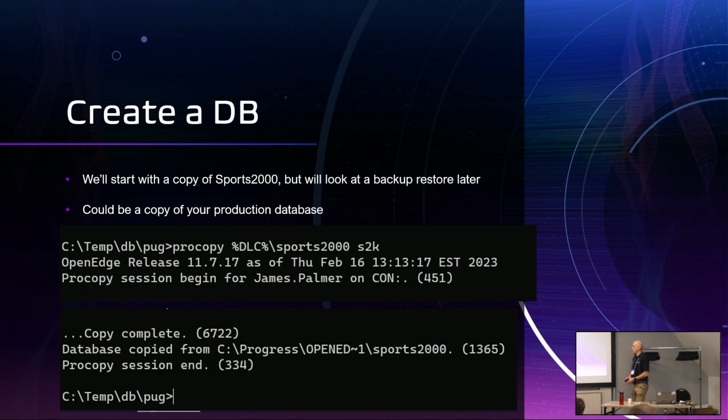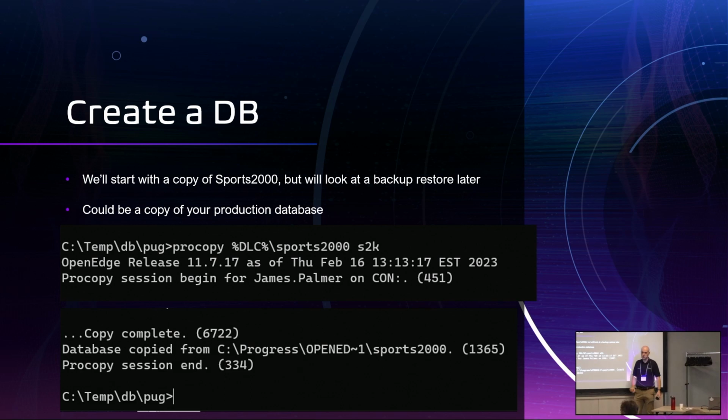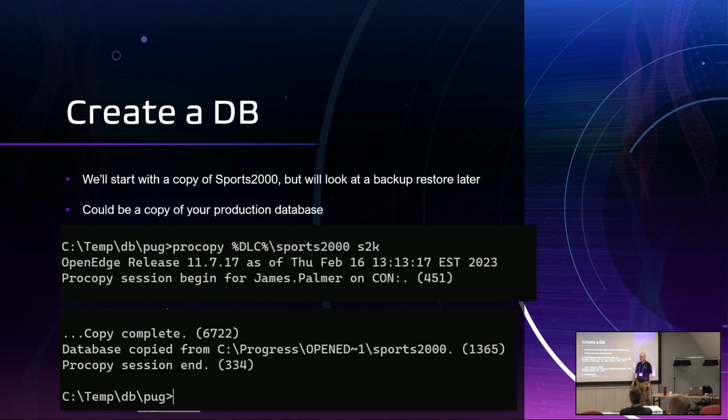But there's a command called procopy. So you've got your procopy, and then in the %DLC, that's the path to the install directory, there's a database called Sports 2000, and I'm going to call it S2K. I always call my Sports 2000 databases S2K because it's a lot fewer characters to write later than Sports 2000 every time. But you can call it whatever you want. So that's essentially what you're copying, and that's what you're going to call it.